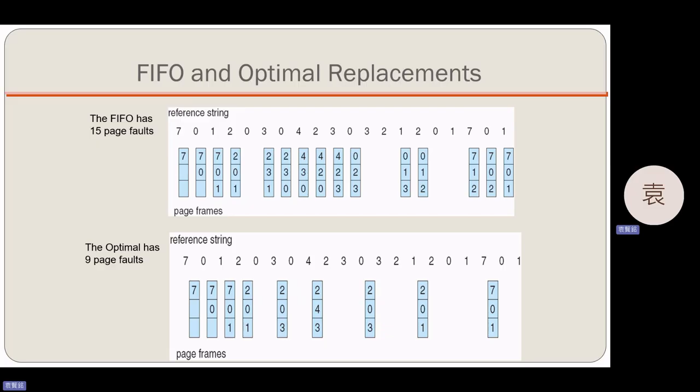So for this same reference string, first in first out generates 15 page faults, but optimal only generates 9 page faults. So the number of page faults is much smaller, and it is an upper bound on performance.